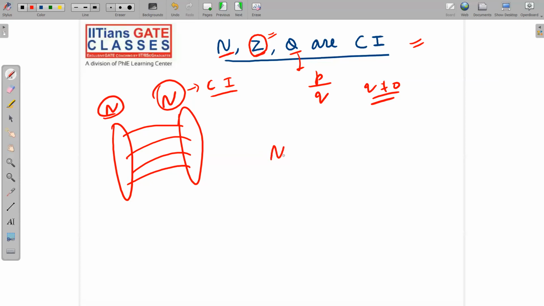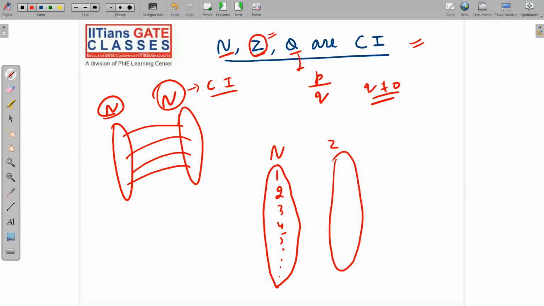See here, this is the natural number set: 1, 2, 3, 4, 5, dot dot dot, up to infinity, and this is your integer set. So I will list 0, then 1, then -1, then 2, then -2, then 3, then -3, and so on. I will list all these integers like this. So I have mapped 1 with 0, 2 with 1, 3 with -1, 4 with 2, 5 with -2, and so on. So directly and indirectly I have established a one-to-one correspondence between integers and natural numbers.